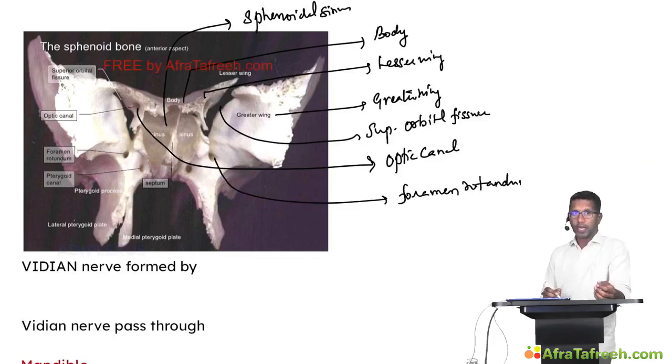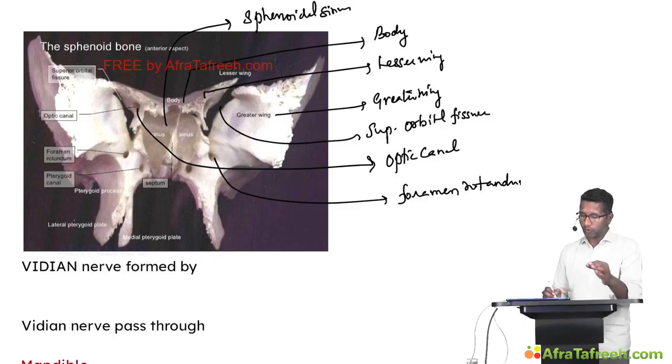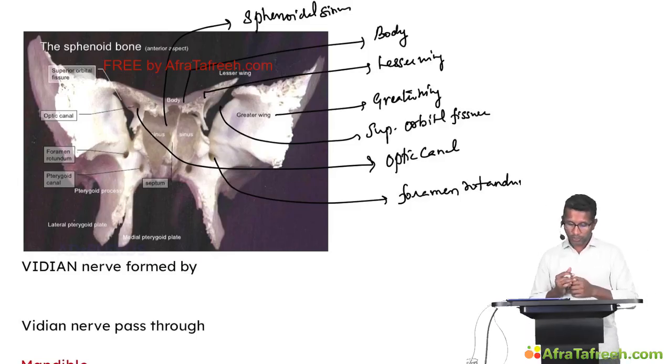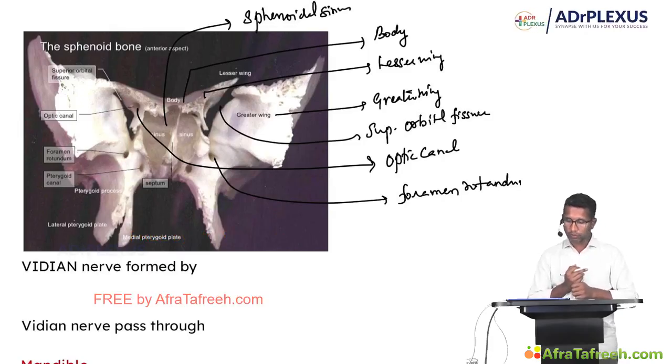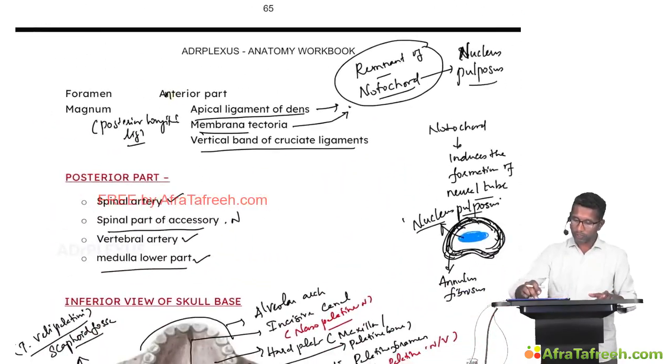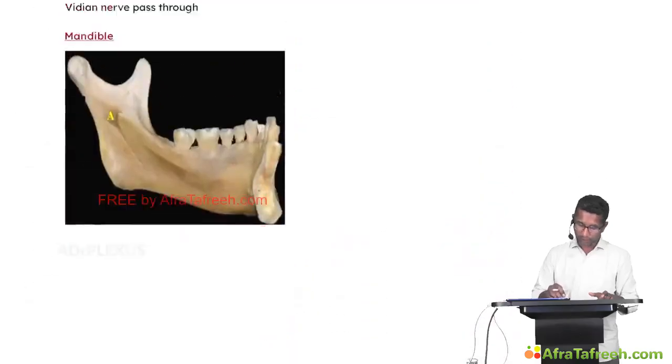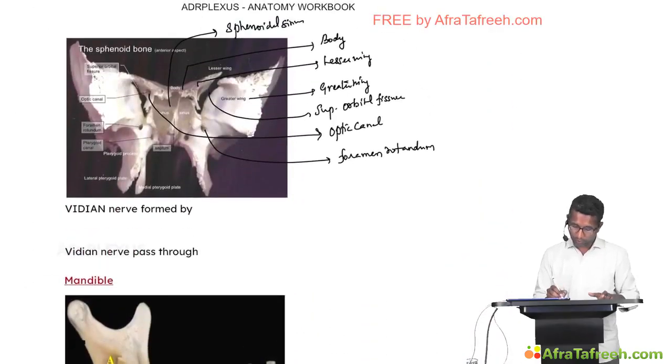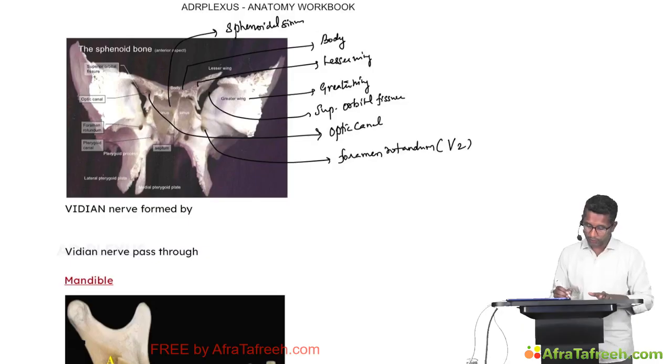Can anybody tell me what structure passes through the foramen rotundum? We discussed that structure when we discussed the middle cranial fossa. What is the structure which passes through the foramen rotundum? Yes, it is the maxillary nerve. Very good, guys. So the structure which passes through the foramen rotundum is the maxillary nerve. That is the second part of the fifth cranial nerve.